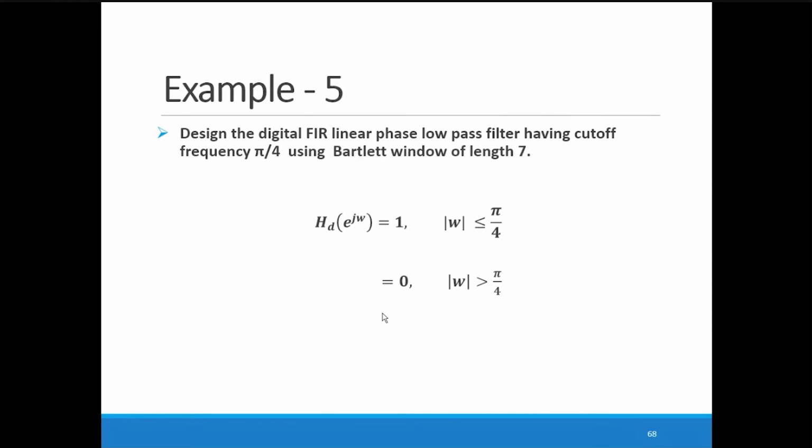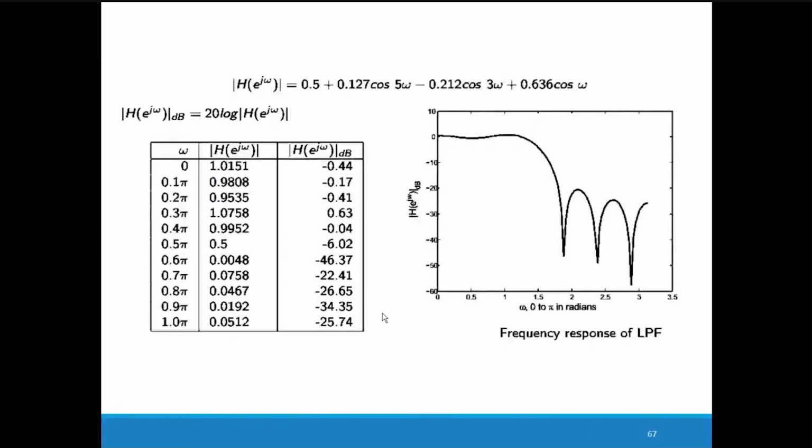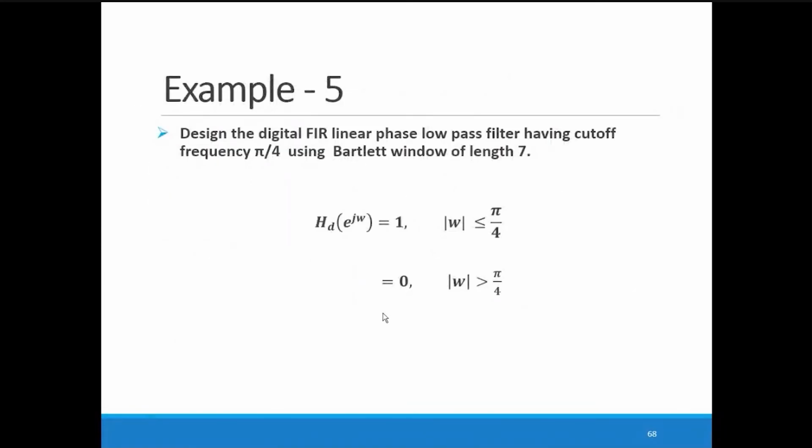Let me continue with the next topic. Please note down the fifth example: Bartlett window of length 7, Blackman window of length 11, and Hanning window of length 11. Functions and equations remain the same for all three. Cutoff frequencies are similar, equations are similar, only the window type and length are different.